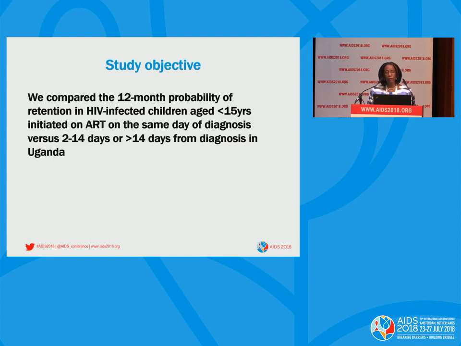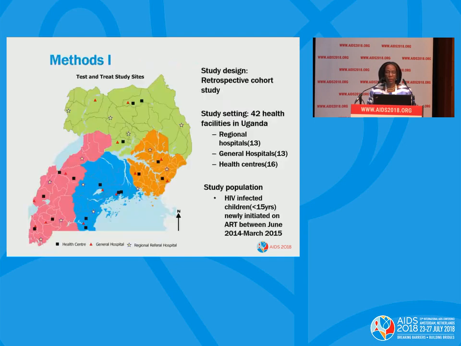So we set out to compare 12-month probability of retention in HIV-infected children less than 15 years initiated on ART on the same day of diagnosis versus 2 to 14 days or more than 14 days from the date of diagnosis. This map shows you where the study was done. This was a retrospective cohort study. We set out to study 42 health facilities in Uganda. Uganda's health system has central, regional, general, and health centers. This study excluded the central level because it is heavily covered by so-called centers of excellence, and we thought they could bias the results. 13 regional hospitals covering the whole country were studied, 13 general hospitals, and health centers.